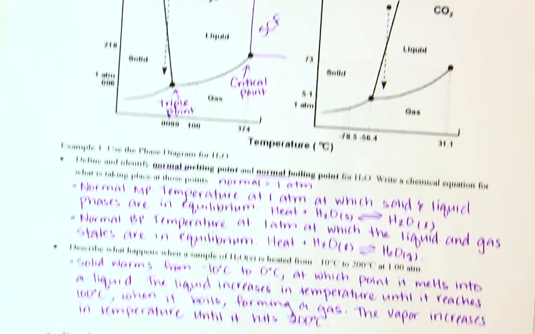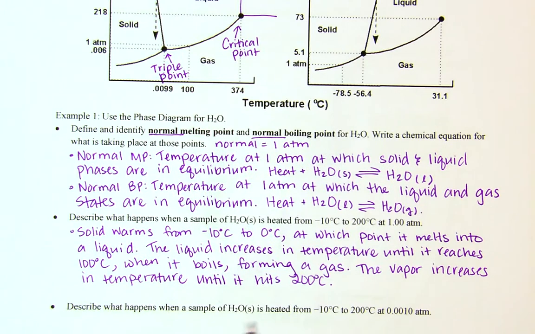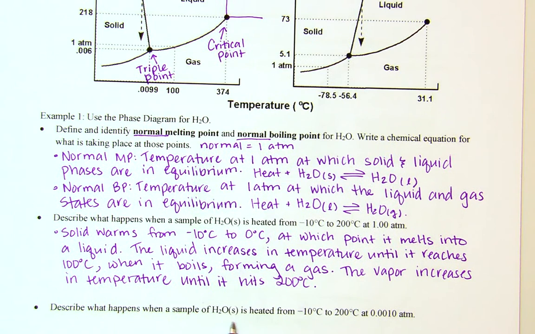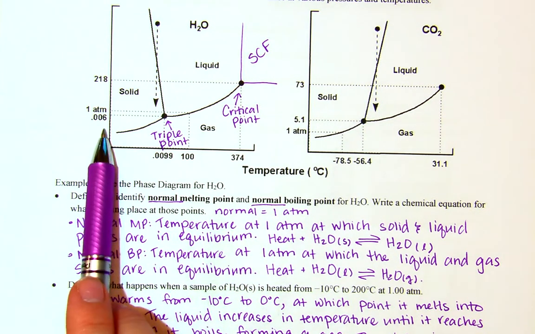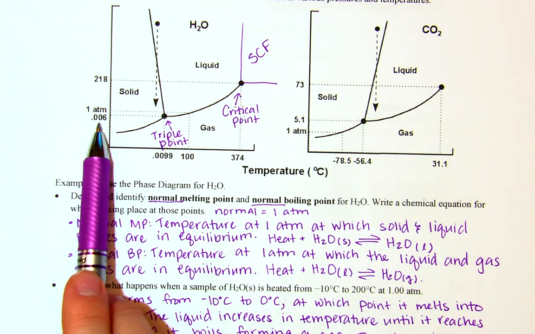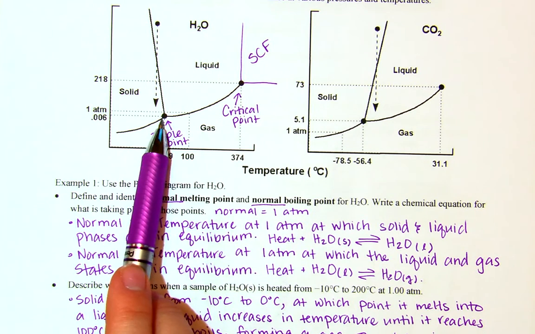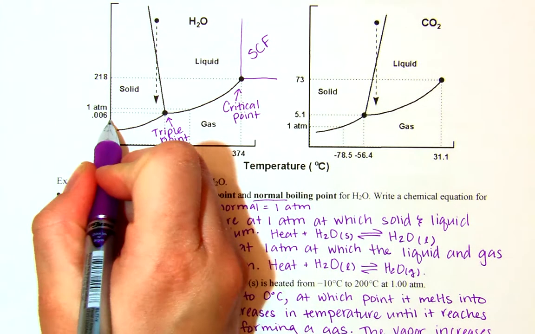Okay, now describe what happens when a sample of H2O is heated from -10 to 200 at 0.001 atmospheres. So now say we look at 0.001 atmospheres. It's going to be much lower, way down here. So here is our 0.006. That's our triple point. 0.001 is going to be below that.